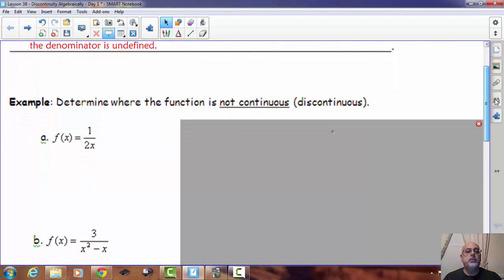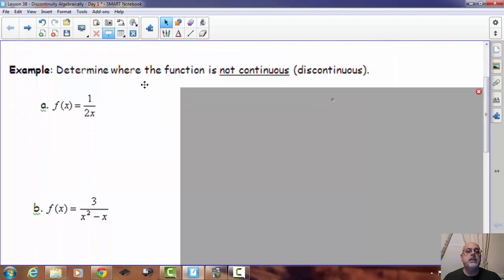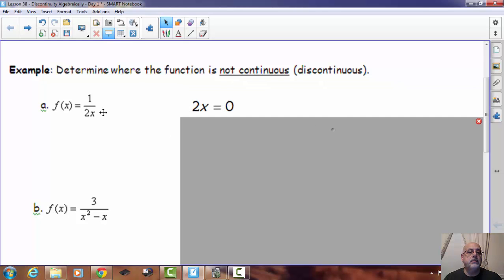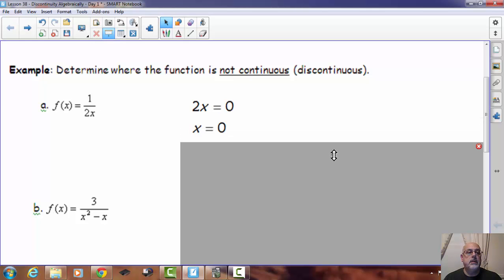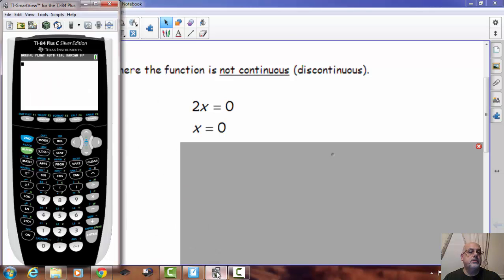So if we're going to look at determining whether a function is continuous or discontinuous, we're going to take the denominator only, set it equal to 0, and solve it. So this tells us that at x equals 0, our function is discontinuous. So I'm going to put the calculator up on the screen. So y equals 1 divided by, in parentheses, 2x, close your parentheses. So your screen should look like that.